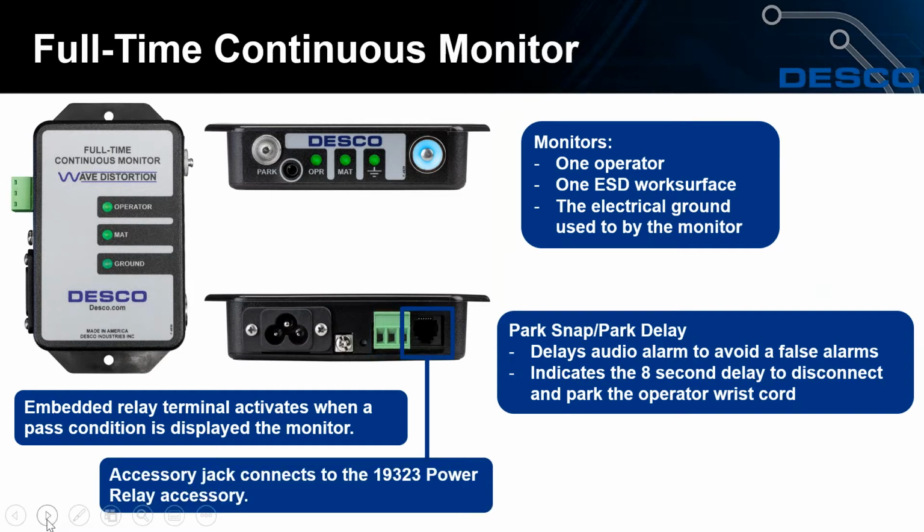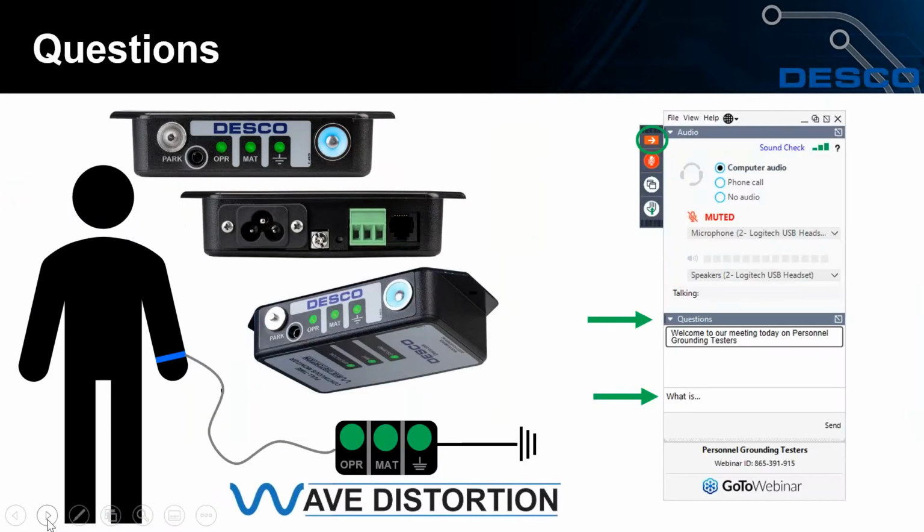Also, an accessory jack. I'm going to show you another option that we have, an optional relay box. This is the first time we've built a monitor with digital technology that will allow you to turn things on at your workstation. For instance, if I don't want my soldering iron turned on until I'm wearing my wrist strap, this monitor and that optional relay box is going to allow you to do that.